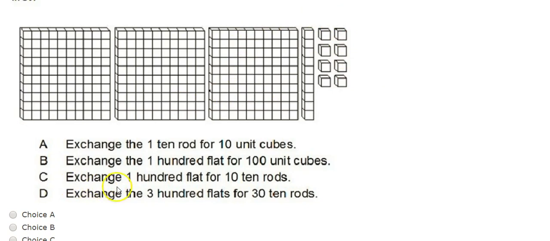C, exchange a 100 flat for 10 10 rods. So take one of these and exchange it for 10 of these, the 10 rods. Or D, exchange the 300 flats for 30 10 rods.